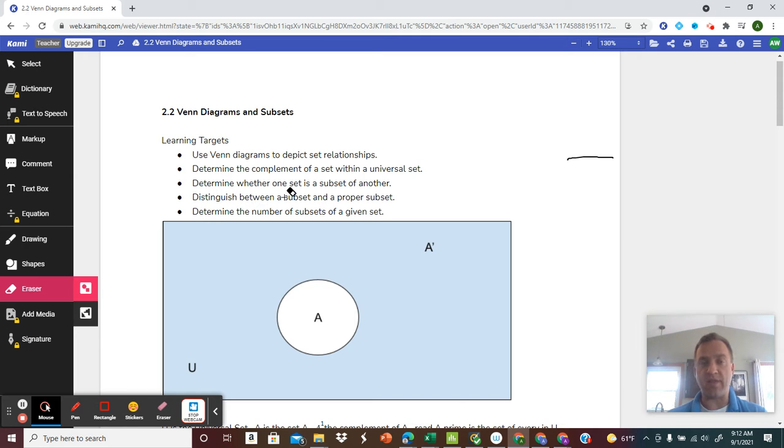We're going to determine whether one set is a subset of another. We're going to distinguish between a subset and a proper subset. And we're going to determine the number of subsets of a given set.